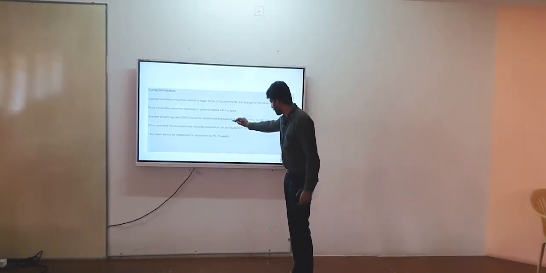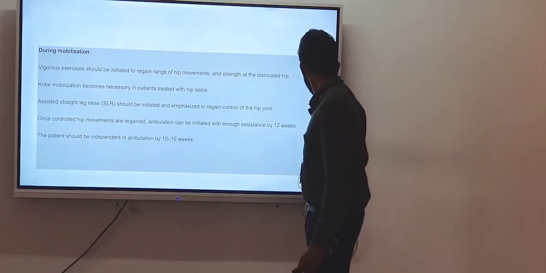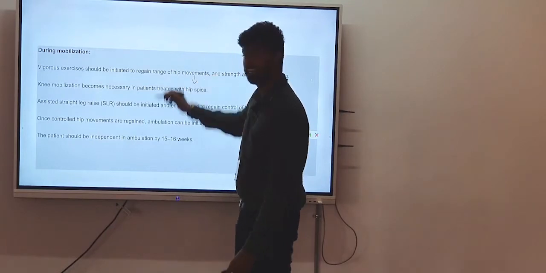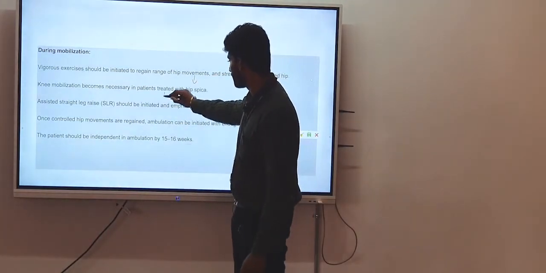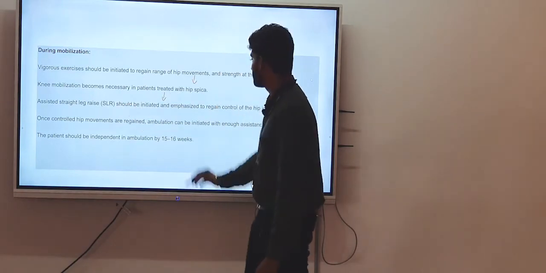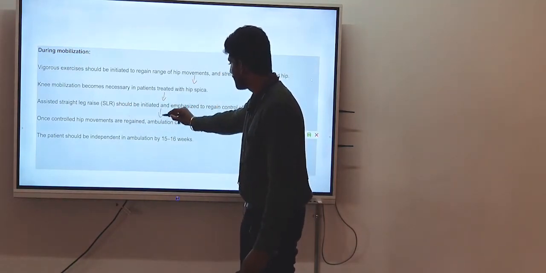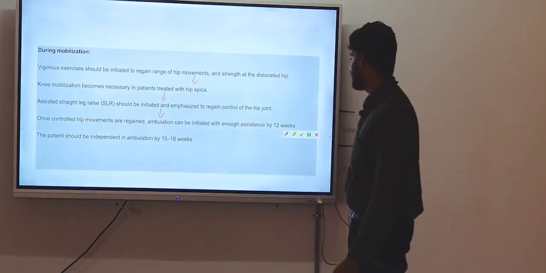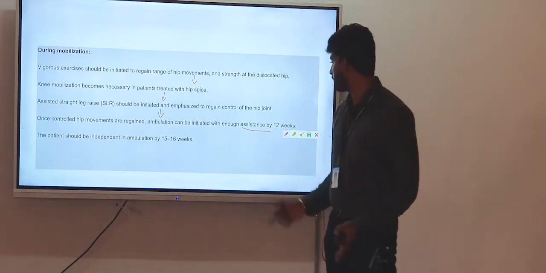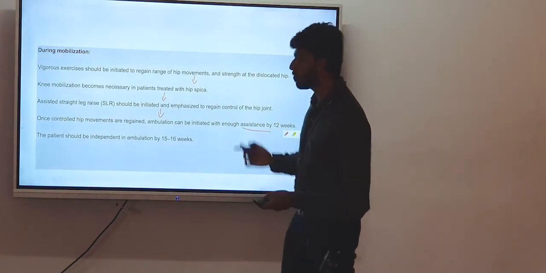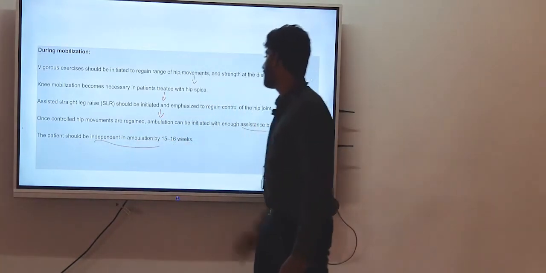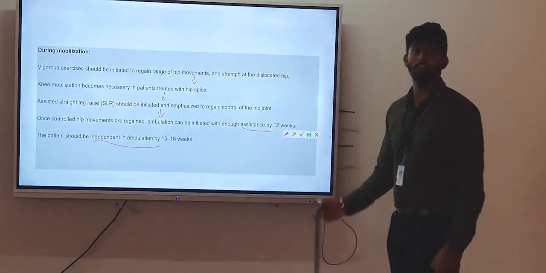So once we have started the hip range of motion, then knee mobilization is started. Once the knee mobilization is proper, we start the assisted straight leg raising. Once you are done with that, ambulation can be started with assistance. You have to provide assistance by 12 weeks. Then once the patient is perfectly alright, we can ask for independent ambulation within 15 to 16 weeks.